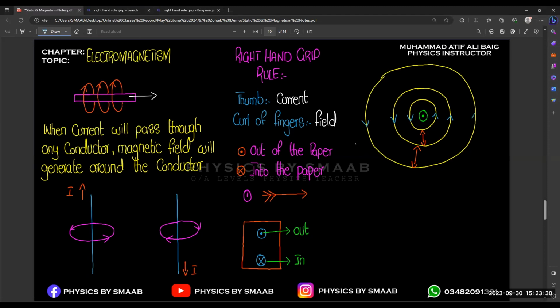Yes, sir. So basically it shows you whenever you are moving away from the conductor, your magnetic field will also be weak as compared to before. Yes, so basically that is the concept.